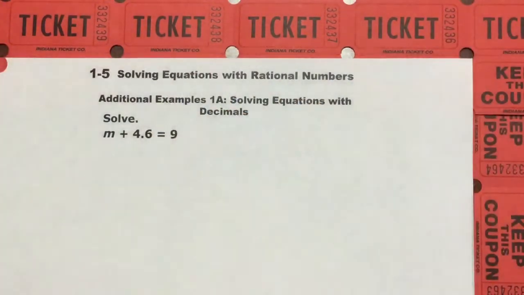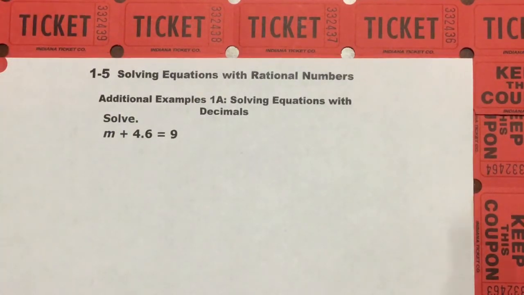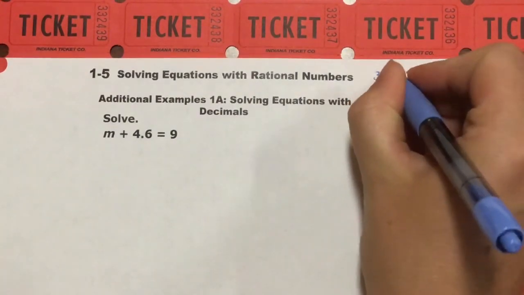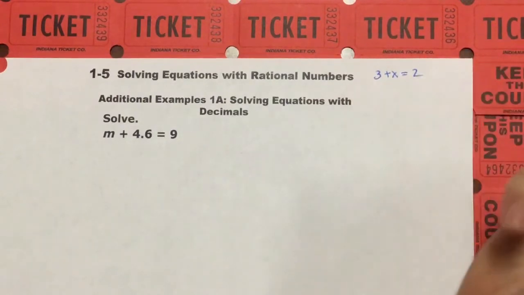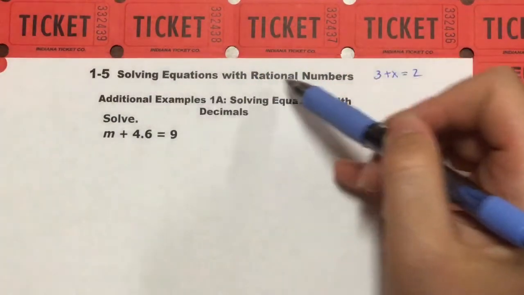So equations, remember last time we talked about expressions? Those were things that had numbers and variables but no equal signs. Well, equations can have numbers or variables or both, but now they have equal signs. So something like 3 plus x equals 2. That's an equation because it has an equal sign. So that's what we're going to be doing. We're going to be solving equations with rational numbers.